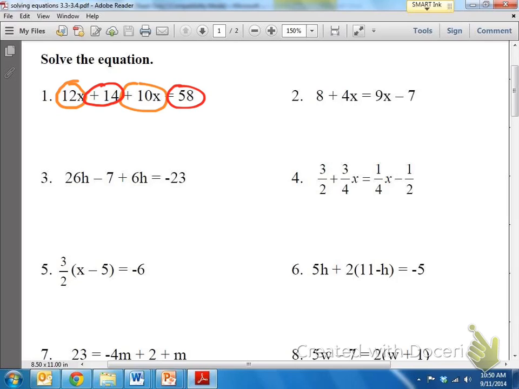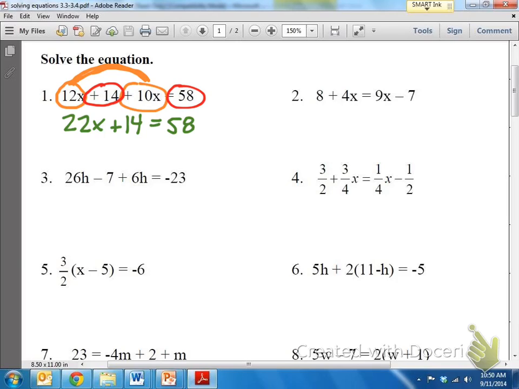If they're both on the same side of the equal sign, I can just follow what it says. So it says 12x plus 10x. And 12x plus 10x equals 22. So they're on the same side. I just obey what the sign says, 22x. And then I still keep 14 equals 58.